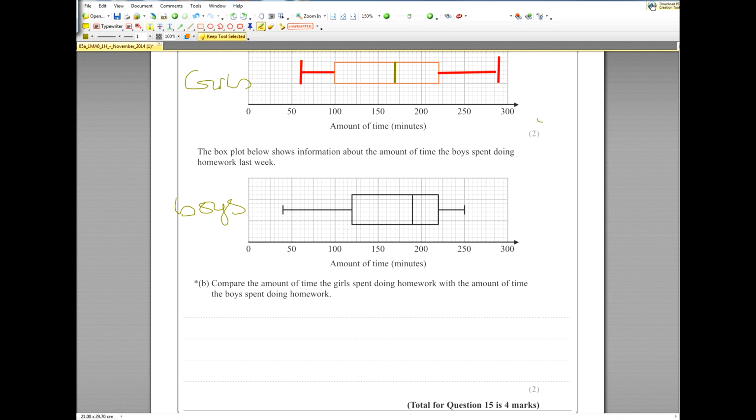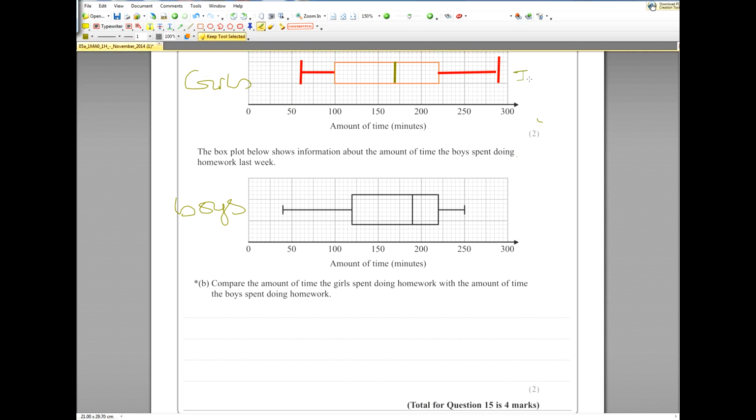It's the same. Is it? Yeah. The interquartile range for the girls is 120, and the interquartile range for the boys is 110. No. Who knows the difference? So let's write that down. 120. Let's have a look. No, hang on one second. Let me just hold my pen.